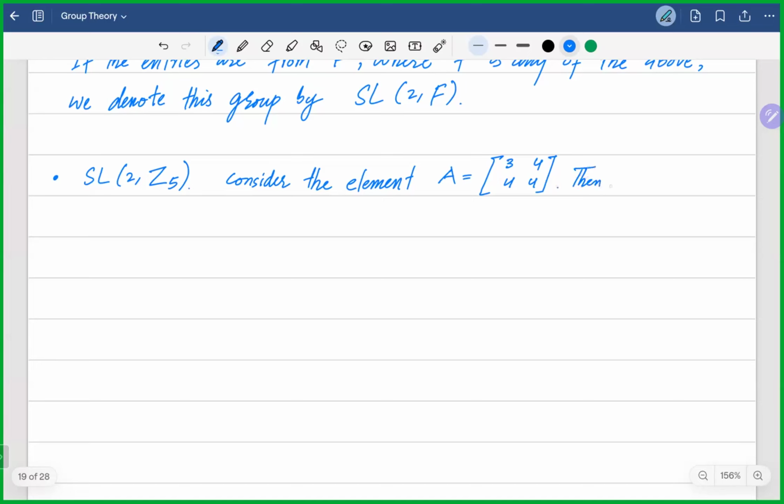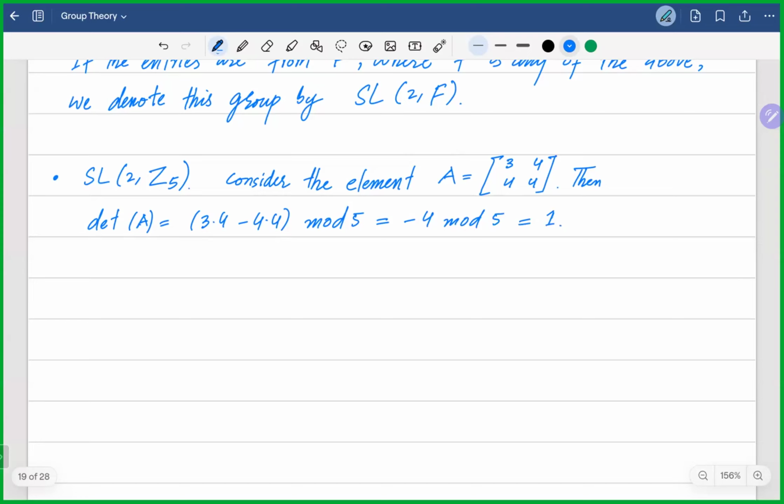Then the determinant of A is nothing but 3 into 4 minus 4 into 4 mod 5. Okay, and that is going to be minus 4 mod 5, and that is going to be 1.